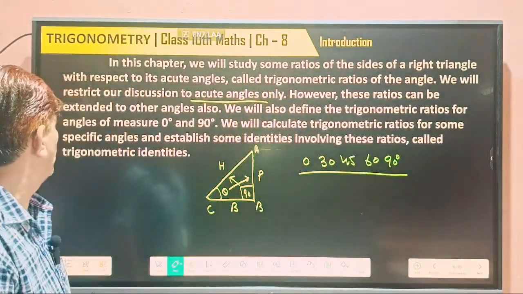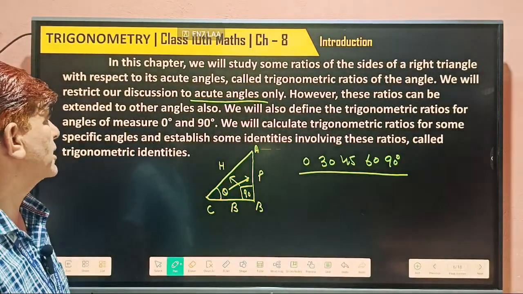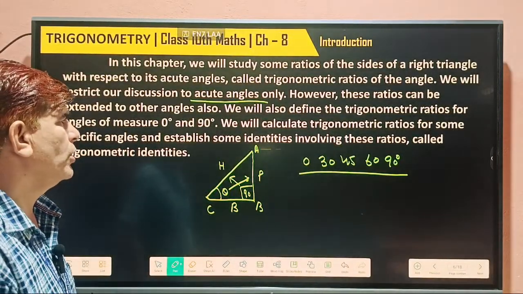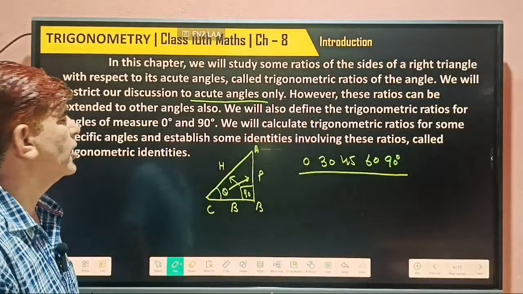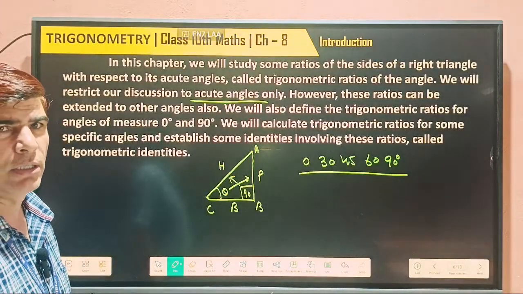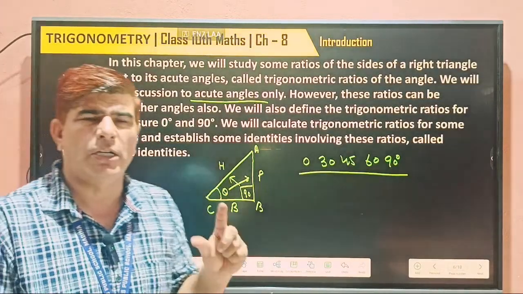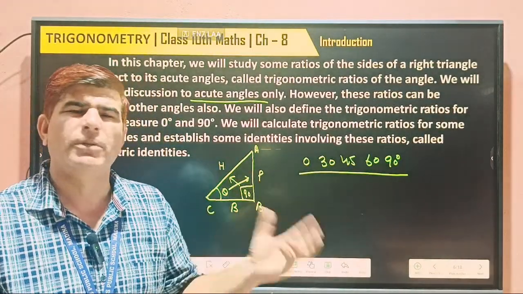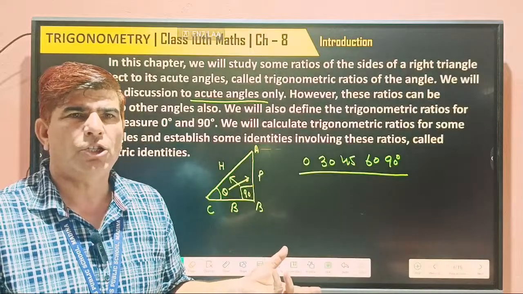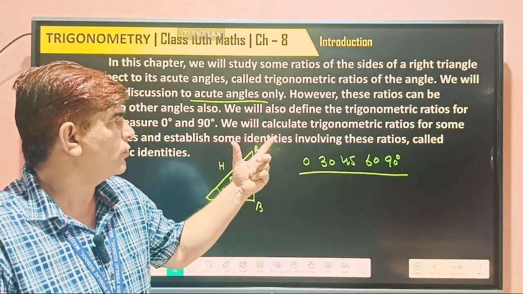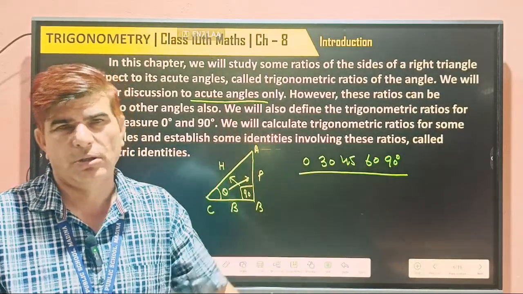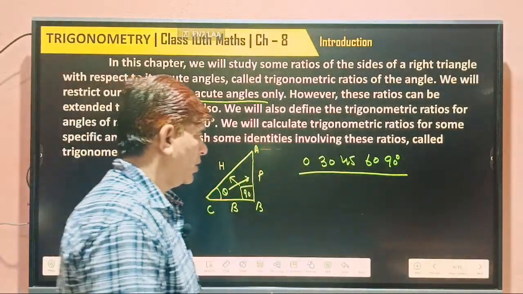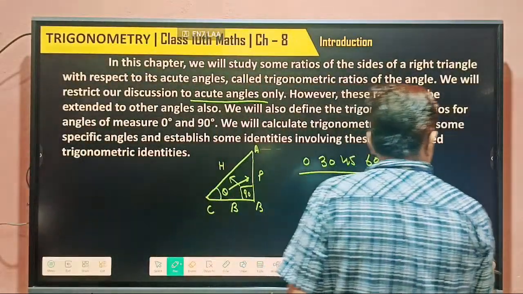Understood? For some specific angles, we establish some identities involving these ratios, called trigonometric identities. Ratio, you understand, means numerator divided by denominator, that becomes a ratio. Understood? So here also we will find out the trigonometric ratios. Understand, I think?